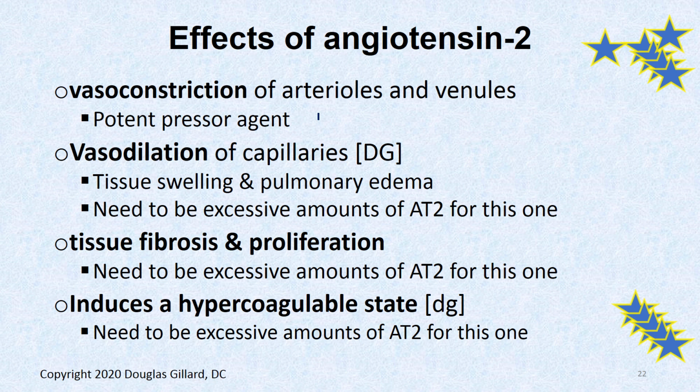They also, if there's too much angiotensin II around, can cause vasodilation of the capillaries. So the capillaries can actually start to leak too much blood fluid out, and you can get an overwhelming of the blood fluid, which is called swelling. If that happens in the alveoli, it's not called swelling, it's called pulmonary edema. So they can cause that.